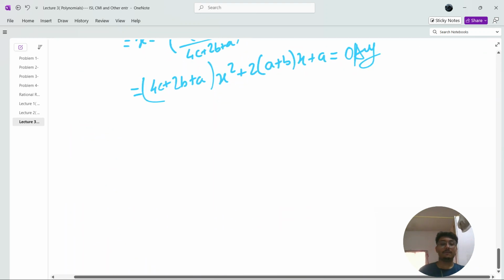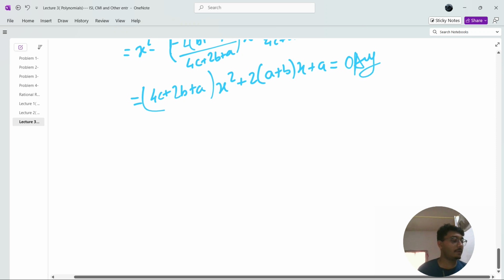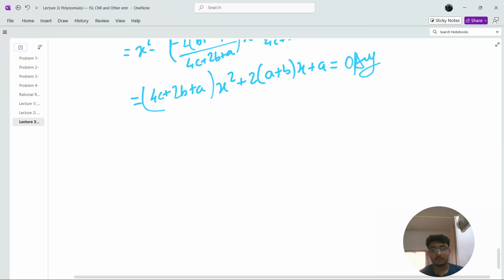A bit manipulative, absolutely manipulative. I'll also be doing some discriminant related questions, but before that, I will just be giving you 3 pointers about how to find out about the roots through the discriminant.